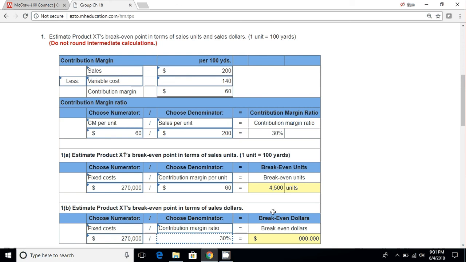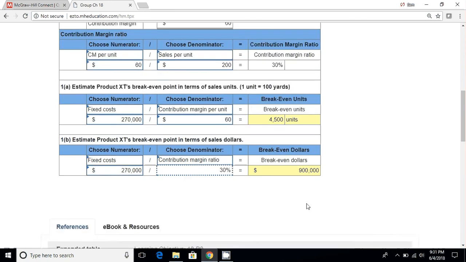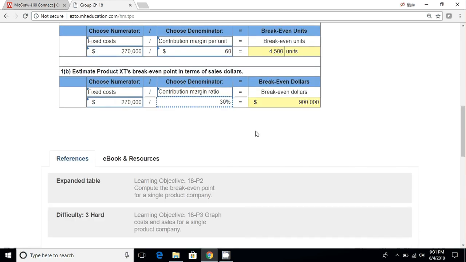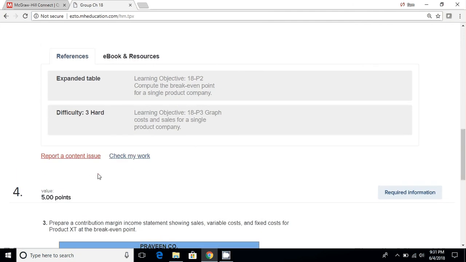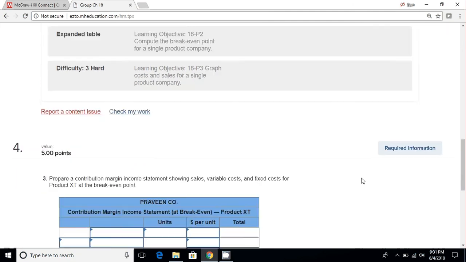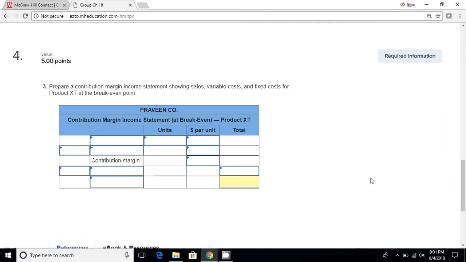Does that math work? If I take 4,500 times $200 a unit, yep, I get $900,000. And I'd be willing to bet you that if you take 900,000 and then subtract 4,500 times 140, you're going to get 270,000 as your contribution margin, and then once you take fixed cost away, you're going to have net income of 0. So you can check that on your own if you like. Otherwise, hit check my work. Make sure that it's looking pretty good.